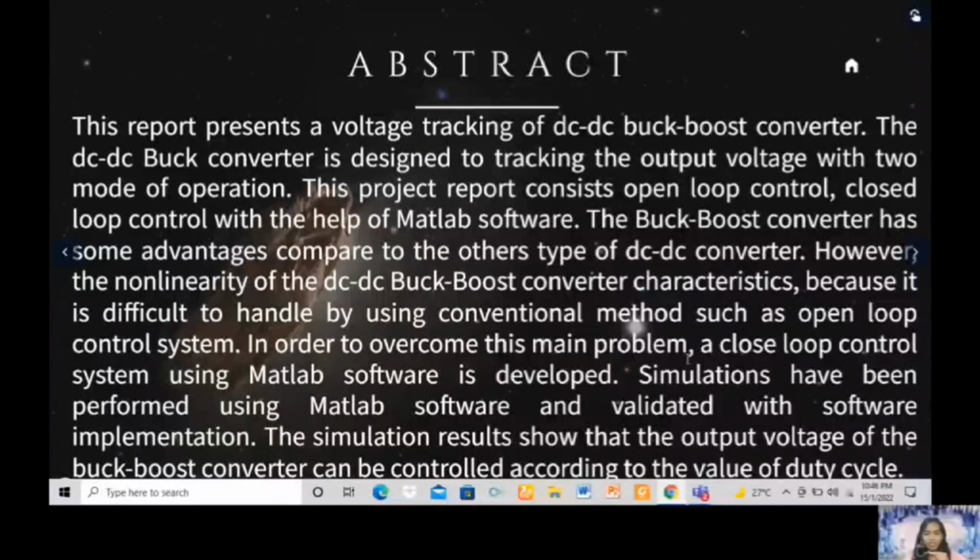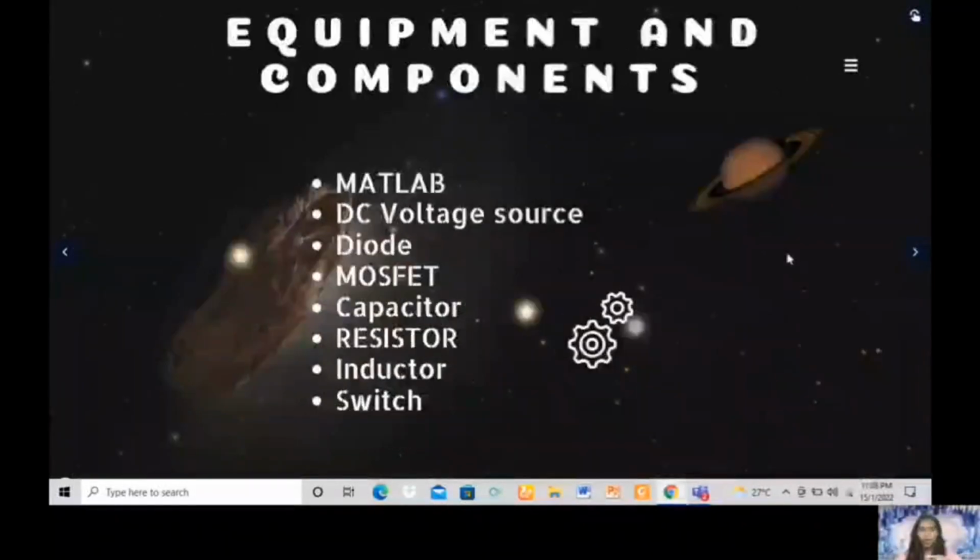The simulation results show that the output voltage of the buck boost converter can be controlled according to the value of the duty cycle. The components that we are using to do the project are first the MATLAB software, DC voltage source, diode, MOSFET, capacitor, resistor, inductor and switch.